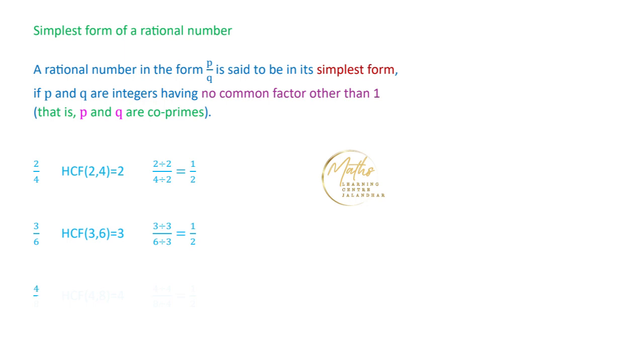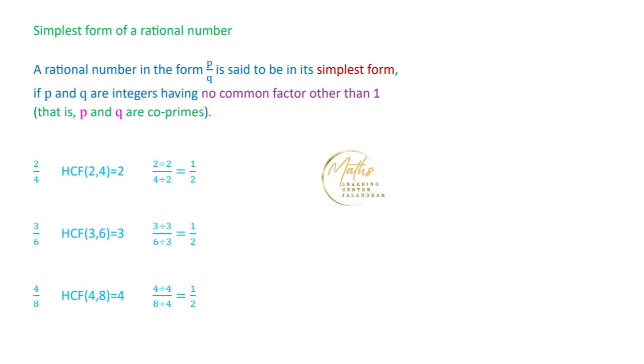Next, suppose we are talking about the number 4 by 8. Again the HCF of 4 and 8 is equal to 4. It means this is not the simplest form. We are going to divide the numerator and the denominator by 4, and the number we obtain is 1 by 2. So for 2 by 4, the simplest form is 1 by 2. For 3 by 6, the simplest form is 1 by 2. For 4 by 8, the simplest form is 1 by 2.